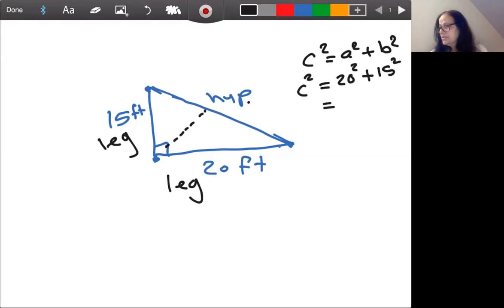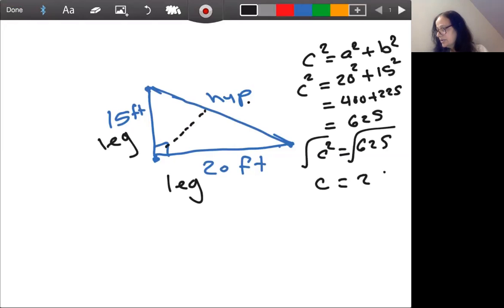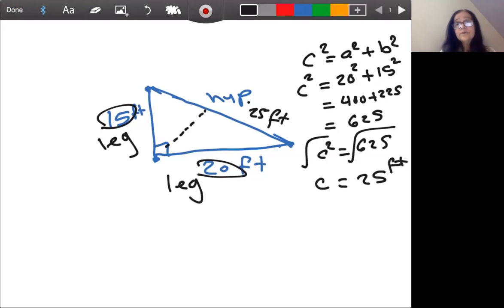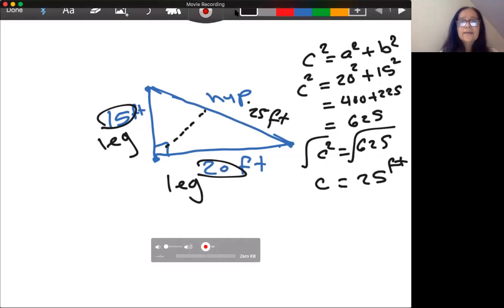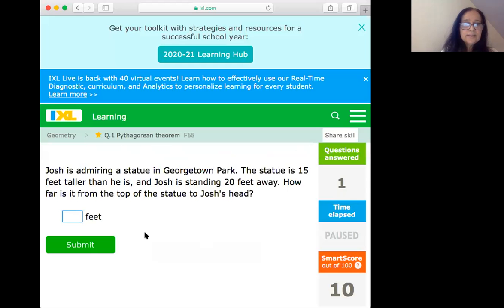Okay. So 20 squared is 400 plus 15 squared is 225, 625. So c squared is 625. When you take the square root of that, you get c equals 25. So 15, 20, and 25. That's the longest. We have to label it. That's feet. So that is the longest side opposite to the right angle. So it has to be 25, and let's put it right there.